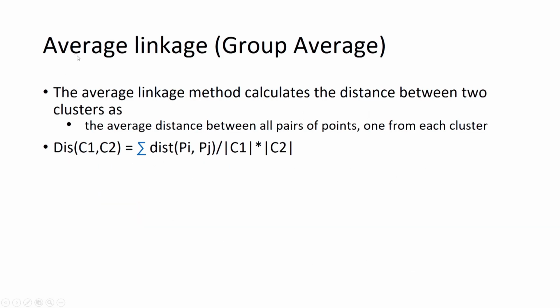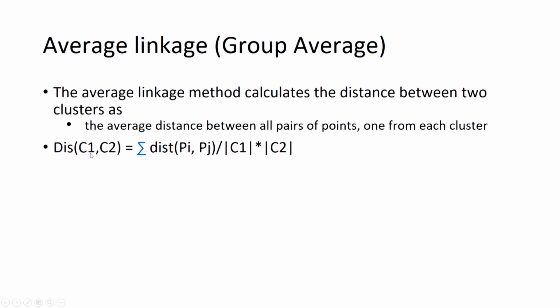Then the third way is average linkage, also called group linkage. So, we can find the distance of two clusters using the average linkage method also. In the average linkage method, we calculate the distance of all pairs of points of these two clusters, and then we take the average of these distances. That average distance is called the distance between the two clusters.